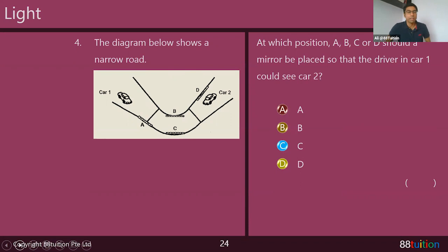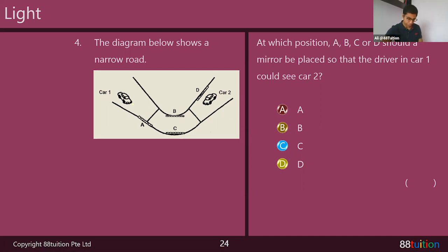Reflection of light from a mirror, especially in a blind corner. Car one cannot see car two, just because the road is constructed in a curve. So you need to put a mirror so that car one, when he's driving, can see car two, and car two can see car one. So which position must I put the mirror so that the driver in car one could see car two, or the other way? It should be the same actually. So you only need one mirror, and it should be able to see both.